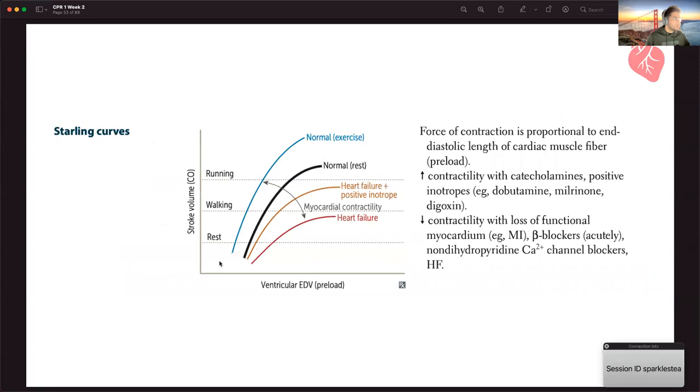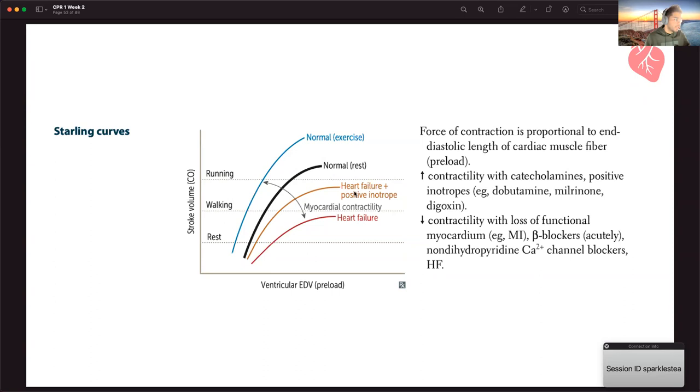Now, the Starling curve is important. When you have something going wrong, let's say your heart failed one fine day. Obviously it's not completely gone, but will it have increased contractility or decreased contractility if you have heart failure? Decreased. What that means is you have to give some kind of positive inotropes to boost its contractility so it can kick back up. But remember, it's never going to reach back to normal because it's not working to its full capacity. And a full-blown heart failure is right here.